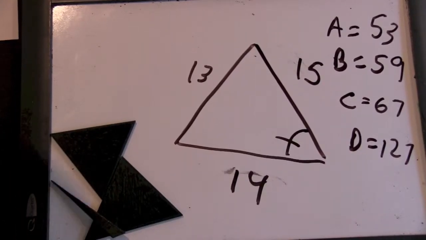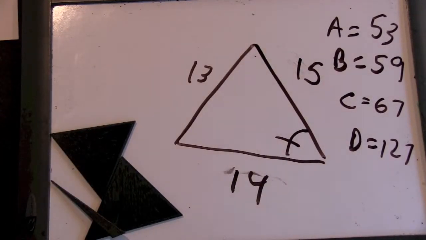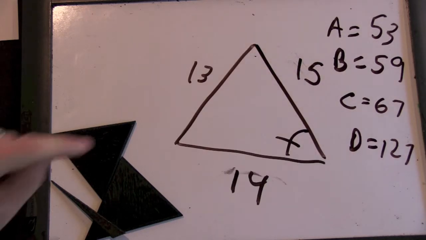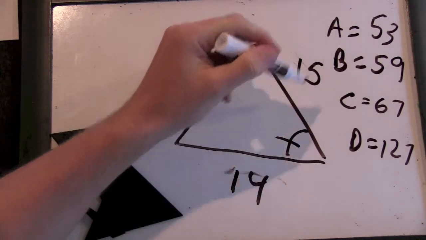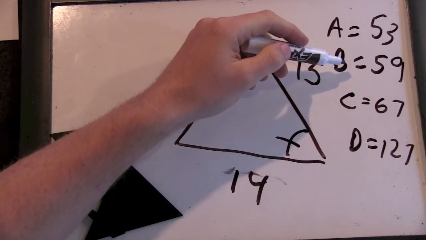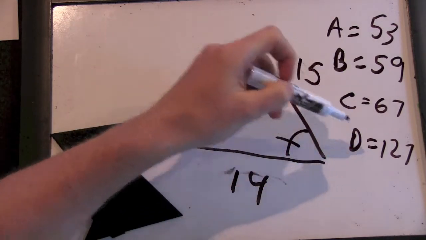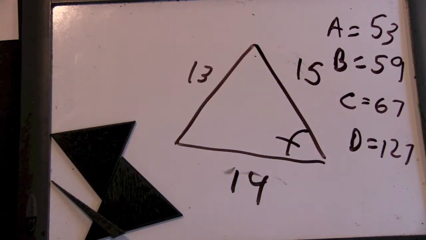Okay, so here's the last little bit, and this is the problem that Patrick Connor was posting about. This is a problem from a New York State math test, and I'm not sure if it was for high schools or what. But the question was the 13, 14, 15 triangle, and what is this angle here? And the choices were: is it about 53? Is it about 59 degrees? Is it about 67 degrees? Or is it about 127 degrees?